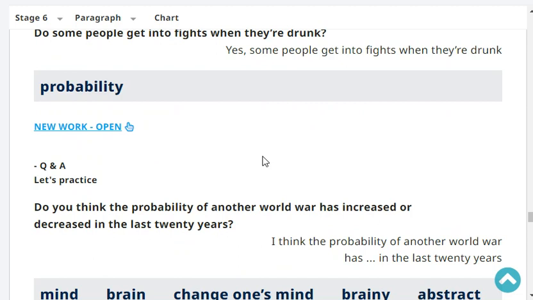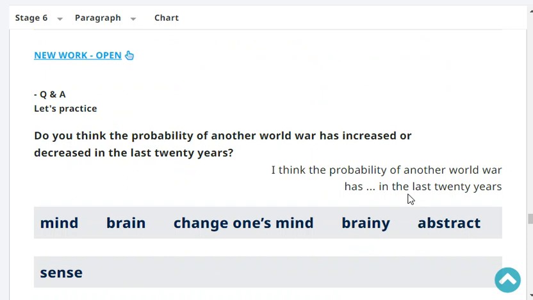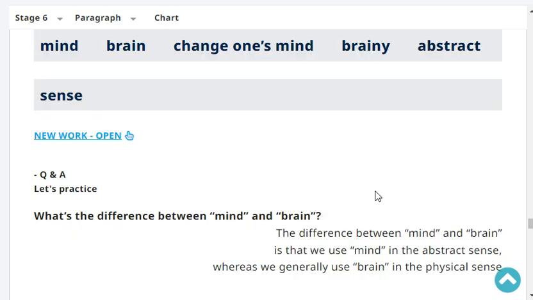Do you think the probability of another world war has increased or decreased in the last 20 years? I think that the probability of another world war has increased in the last 20 years, unfortunately. I agree.